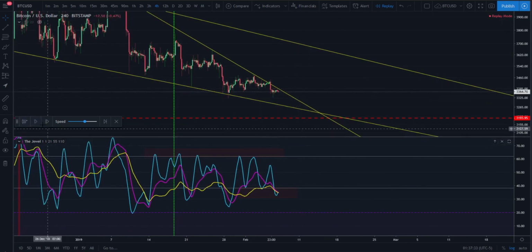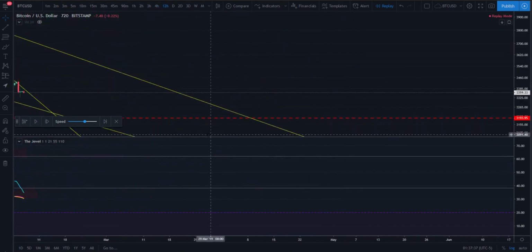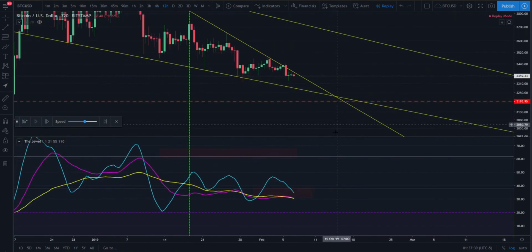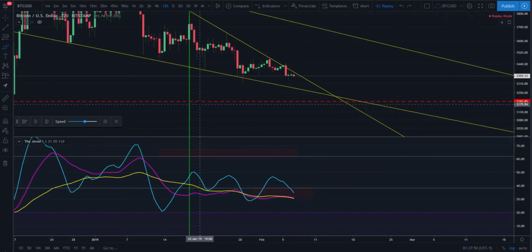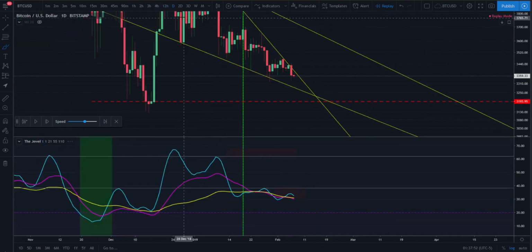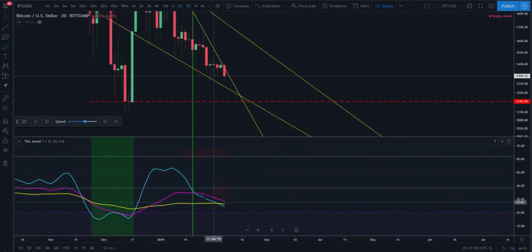Okay, press pause, switch around a little bit again. 12 hour could be standing up again. It's a potential over there. Could be something like this. Right? Something to keep in mind. Let's just go to the daily. Daily is pretty much saying the same. Today is not ready at all.